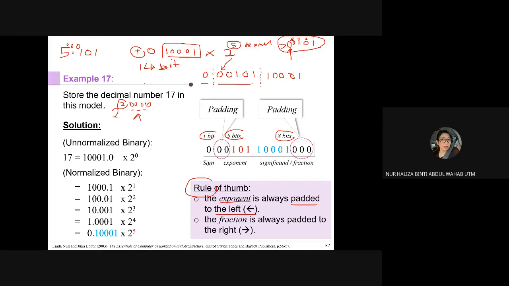While for my fraction number, this is my fraction number, I have 10001. Fraction is always padded to the right. Then I will add another bit to complete the bits. This one is only 5. I add another 3 to my right, and then this one to my left. Is it clear? So these are the rules for the 14-bit binary form.